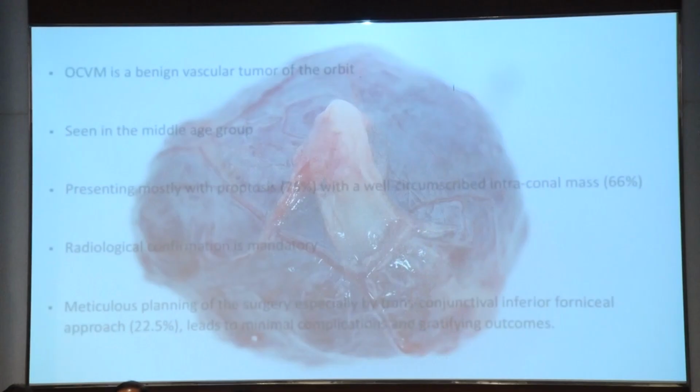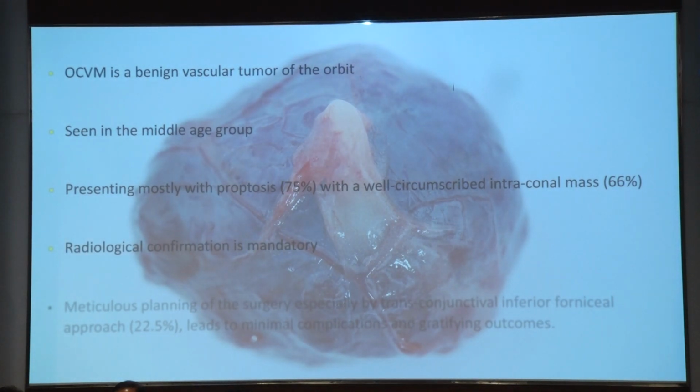So in conclusion, I would say that we know that it's a benign vascular tumor. It is seen in the middle age group, but we saw a range of 3 years to 65 years. It presents mostly as proptosis, in 75% of our cases, and a well-circumscribed intraconal mass must not be missed. Radiological confirmation is mandatory because the differential diagnoses are many.